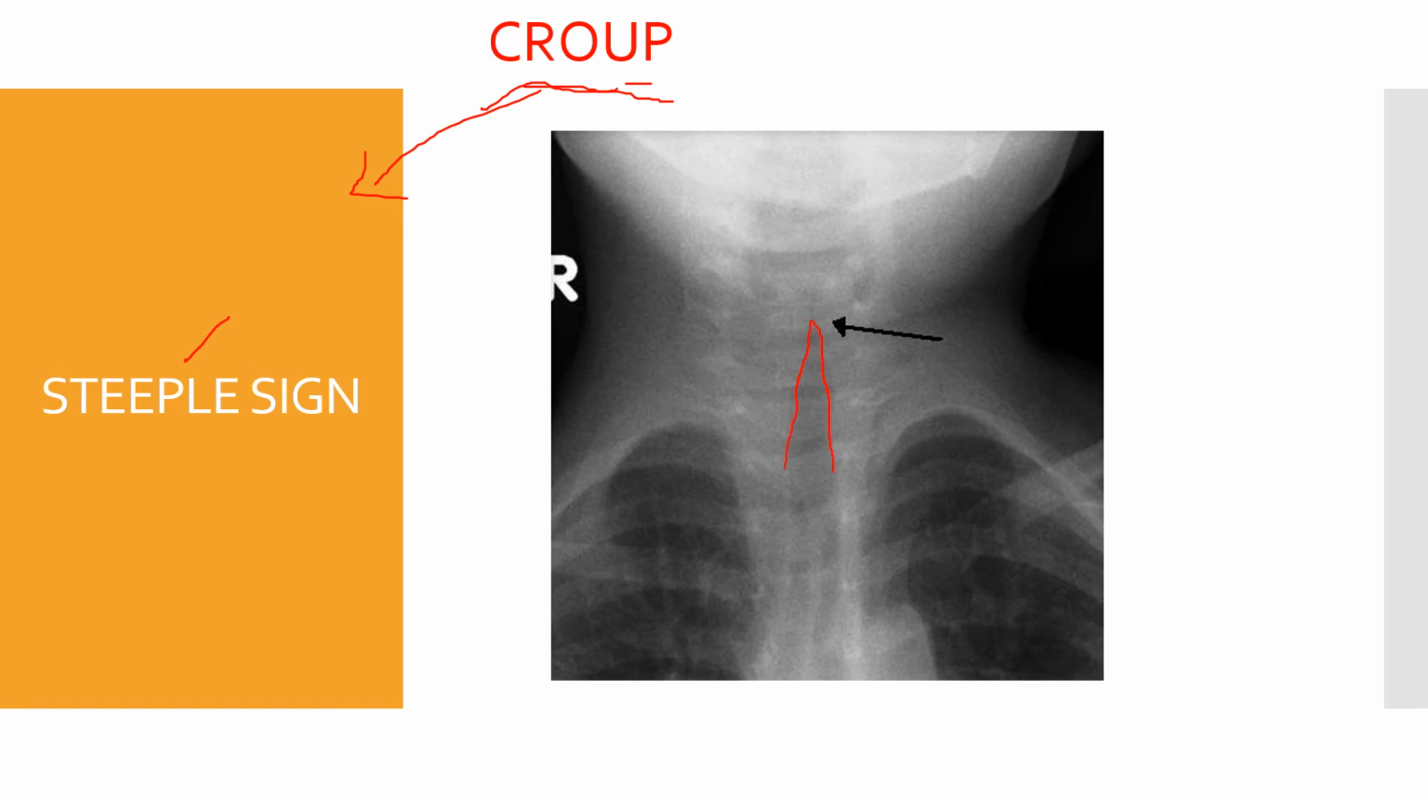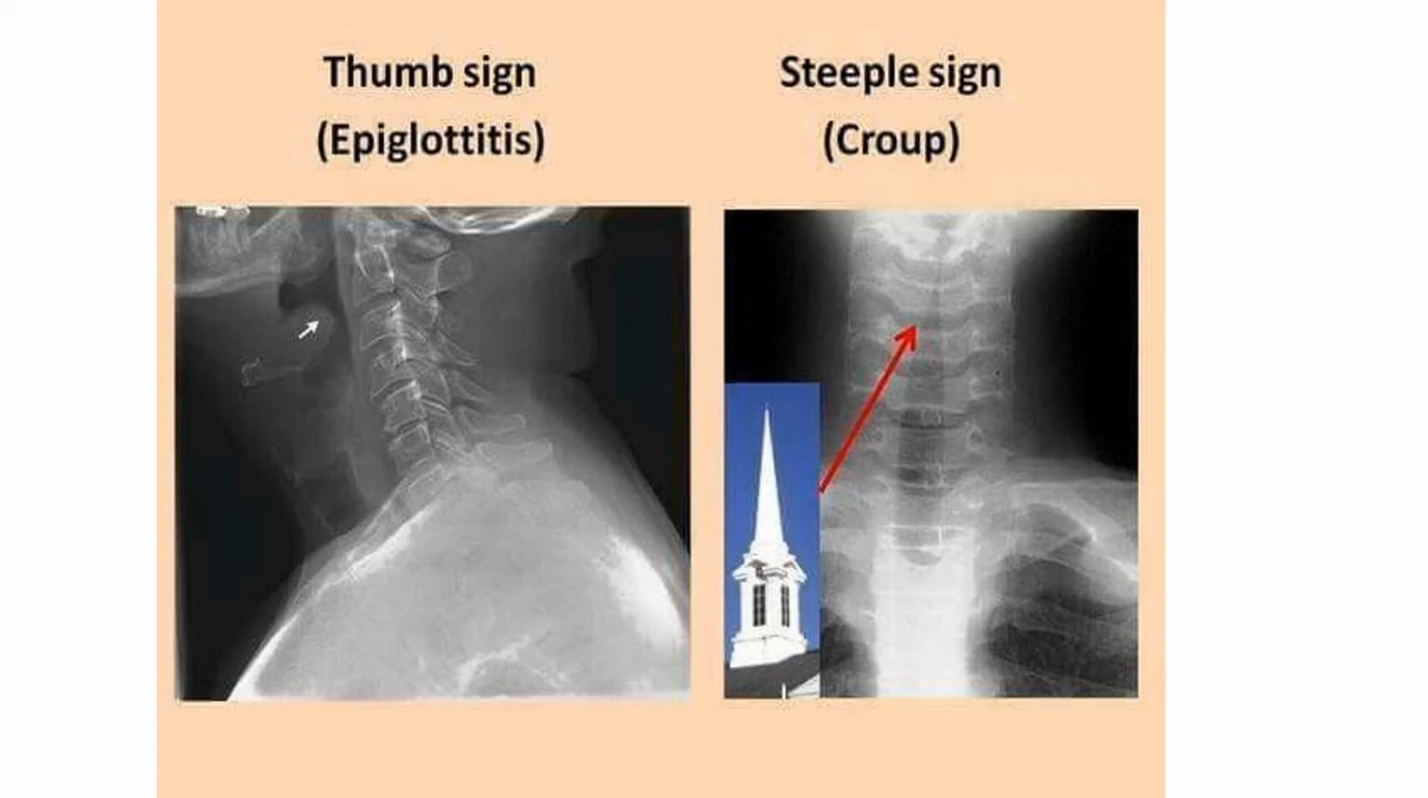Again, I have a comparison slide for both these conditions, since these conditions are repeatedly asked in exams. So thumb sign or thumbprint sign, both are the same. So thumbprint sign in acute epiglottitis and steeple sign in croup. So this is really important. Again, moving on to the next slide.